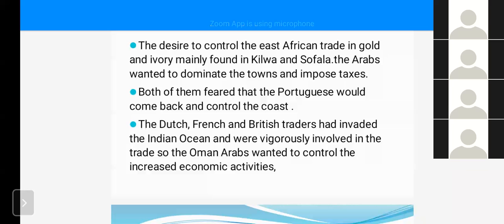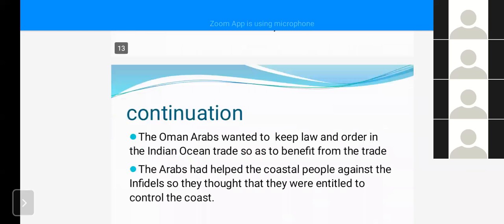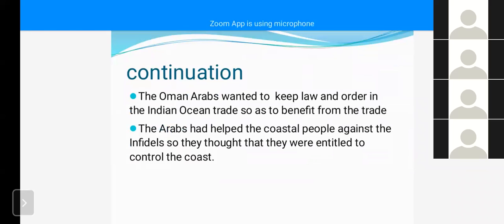Vigorously involved in the trade, the Oman Arabs wanted to control these economic activities that were happening over the waters of the Indian Ocean. It is that that will lead to a conflict. Why? Busaidi in Oman says we are the new leaders. The Mazrui at the East African coast also say they are legitimate leaders, but do not recognize the ones in Oman. Yet the ones in Oman want to control these economic activities. You can't have two leaders within one community. There must be one at a time who is overall. So it is that that would cause a conflict between the Busaidi and Mazrui.